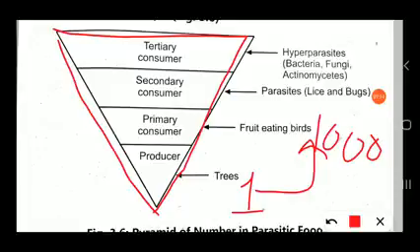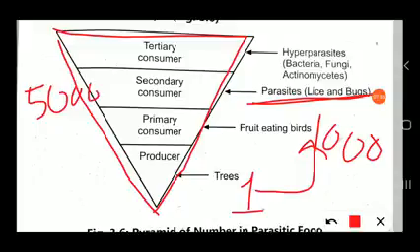On the body or in the feathers of these fruit eating birds, parasites, that is lice and bugs, are present. If we say there are 5 parasites present in the feathers of one bird, then the number of secondary consumers will be 5000. The primary consumers are 1000, the secondary consumers are 5000. Then the number of primary consumers is less than the secondary consumers. That means the number of secondary consumers increases as compared to the primary consumers.